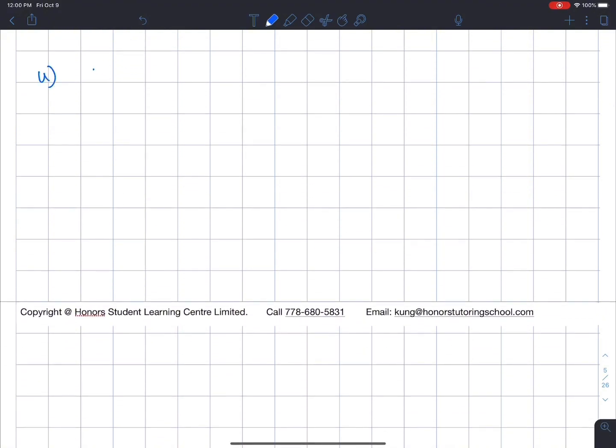And U, 133 over 153 times 51 over 266. So I can see that 133 times 2 is 266. So I can divide 133 by 133 to get 1, divide 266 by 133 to get 2. I can also see that 51 times 3 is 153. So I can divide 51 by 51 to get 1, divide 153 by 51 to get 3. And that's it. My final answer is 1 over 6.